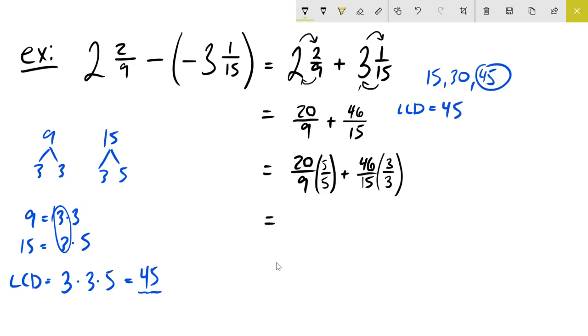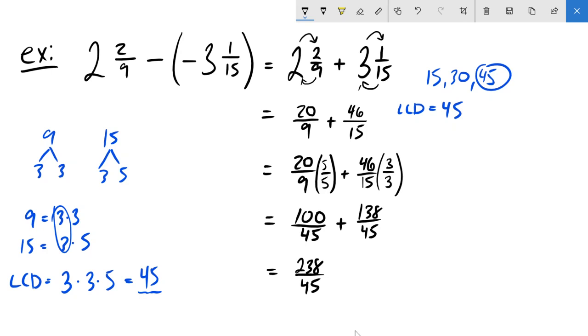So 20 times 5, this is 145ths. 46 times 3, that's 138. Yeah? 138 45ths. And now you can combine them. So then what do you get if you combine those? Yeah, you get 238 45ths, which is great. That's an awesome number, I guess. It's actually right. It's technically correct.